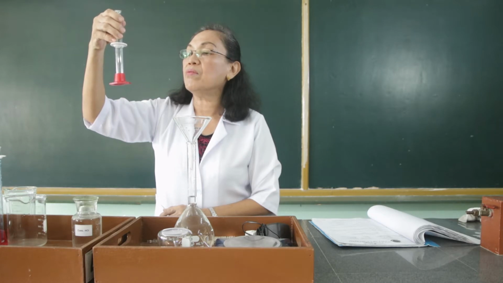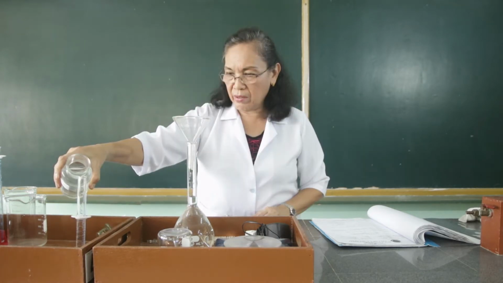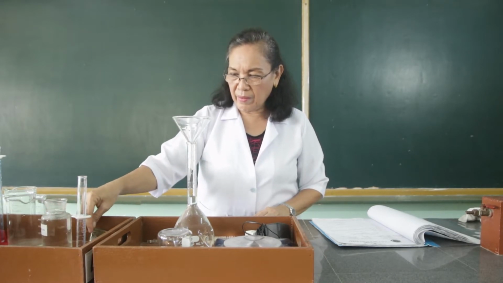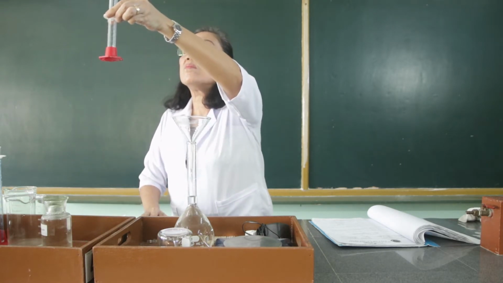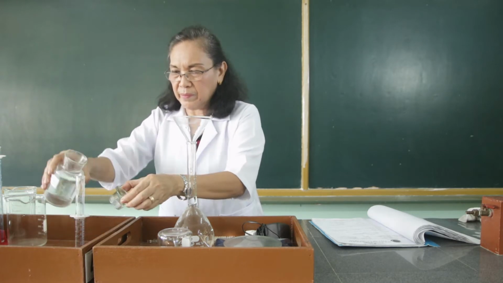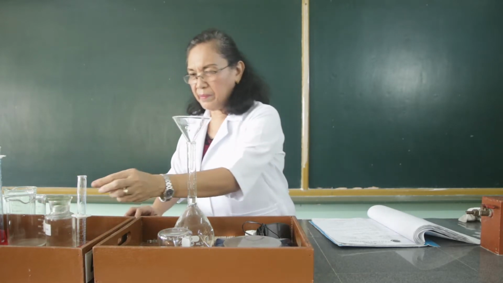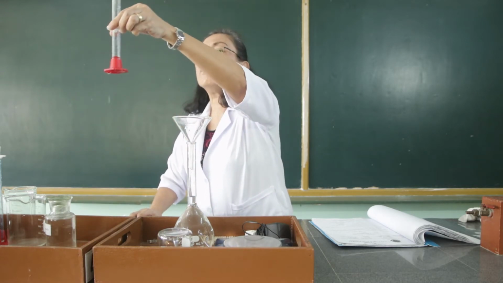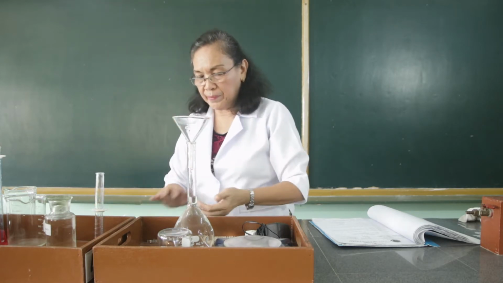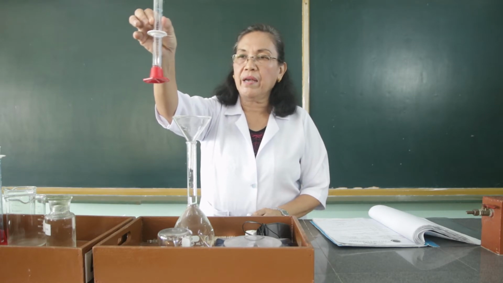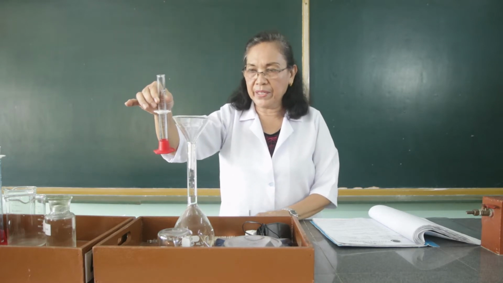So it must be 4.2. So I have here the 4.2 ml of the hydrochloric acid, and I'm going to add this into the 495.8 ml of water.